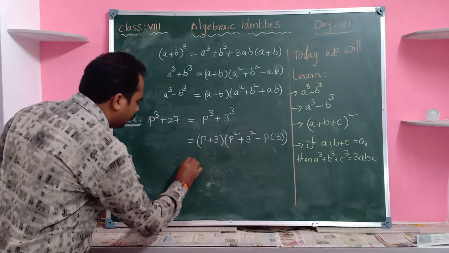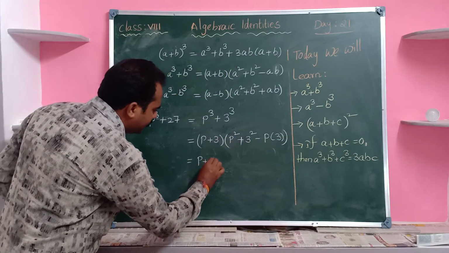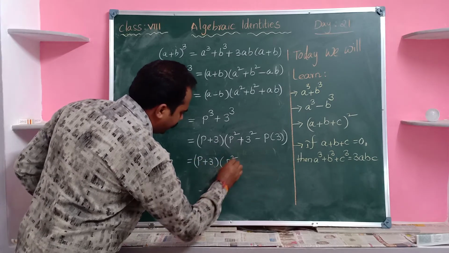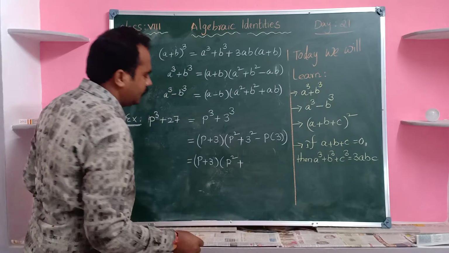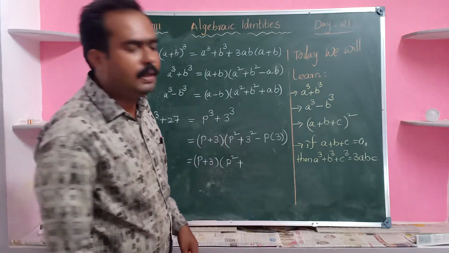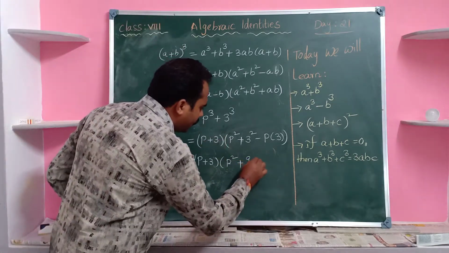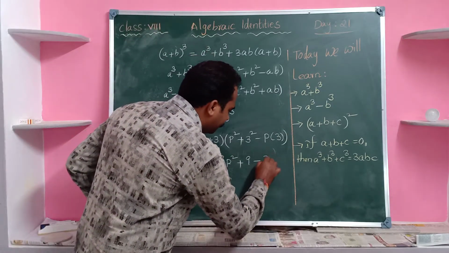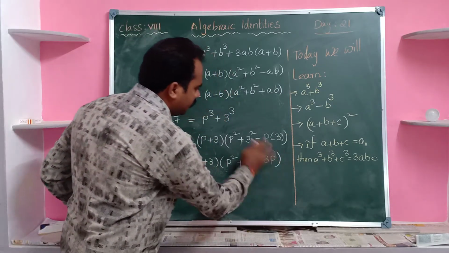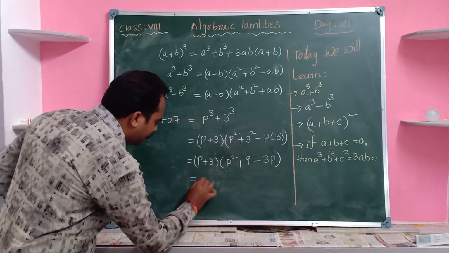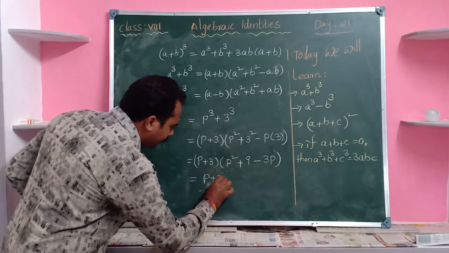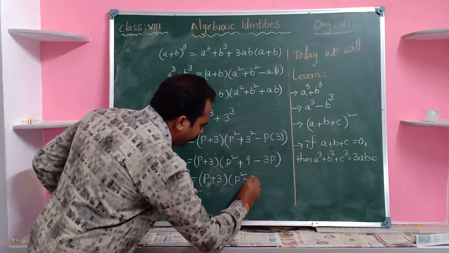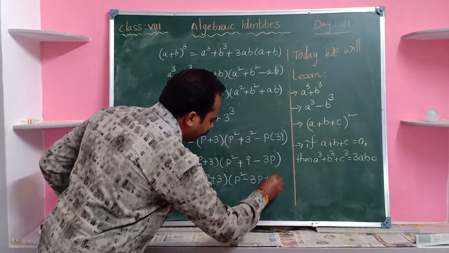That is equal to (p plus 3) into (p square plus 3 square, value 3 into 3 is 9, minus p into 3, 3p). That is equal to (p plus 3) into (p square minus 3p plus 9).